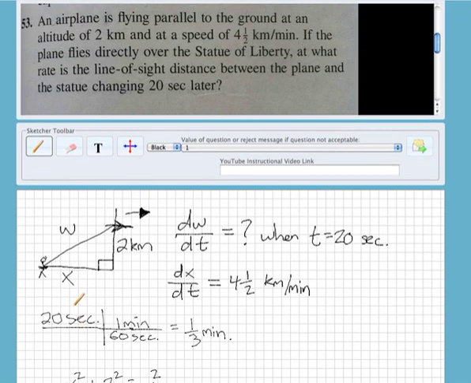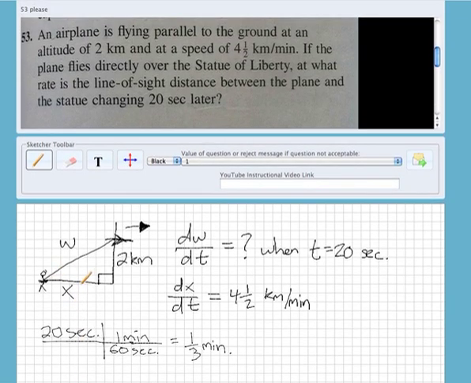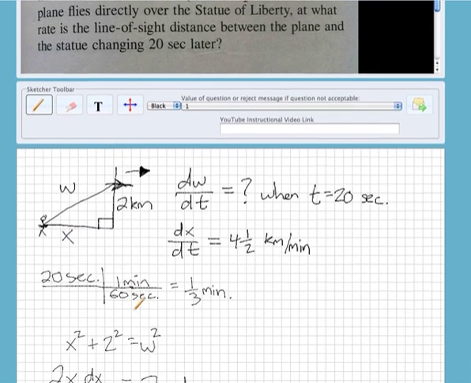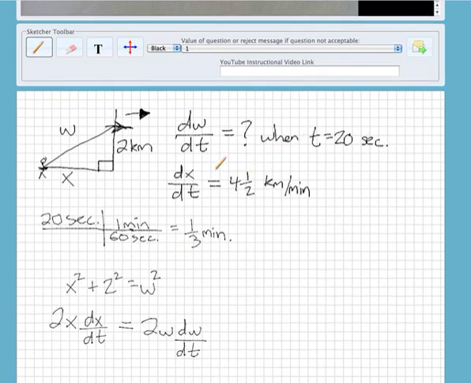Actually, let's go up to our problem here. Do we know x? When the altitude's 2, so at 20 seconds, we need to figure out what x is. Since the plane is traveling at 4.5 kilometers per minute, which I'm going to call 9/2, if we multiply that by 1/3 minute, because that's how long it traveled after it hit the Statue of Liberty, those cancel out and we get 3/2, so 1.5 kilometers. That's how far it traveled from here to here.